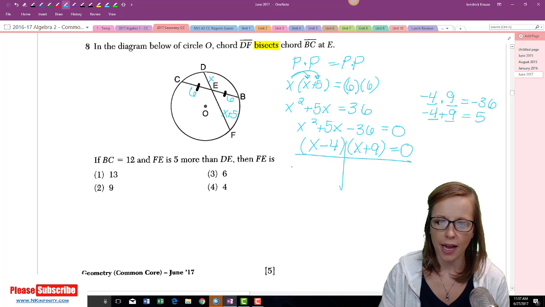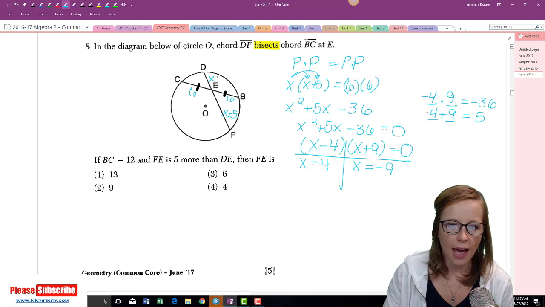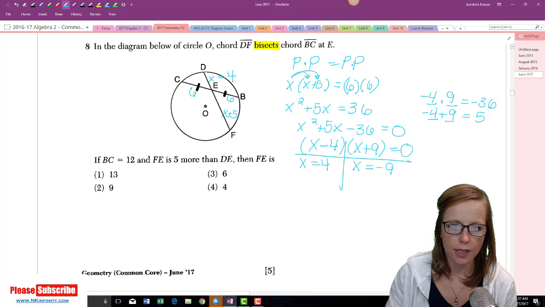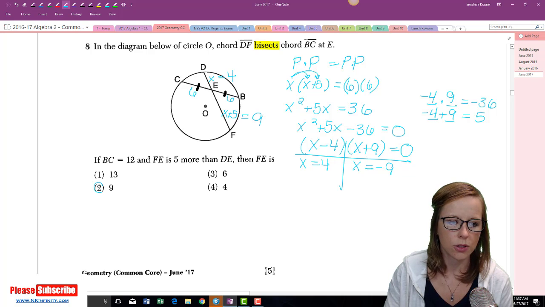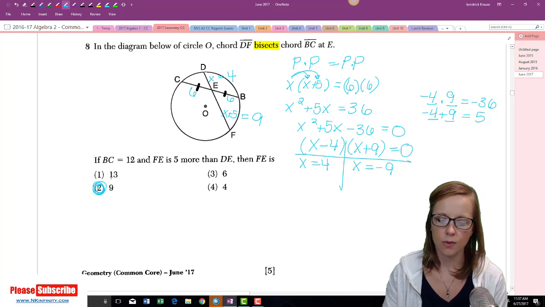Then you get your little factors. X is equal to 4. X equals negative 9. Okay, so if x is 4, don't circle the choice, read the question. Then F to E is x plus 5. So that is equal to 9. So that's choice 2. Cool.